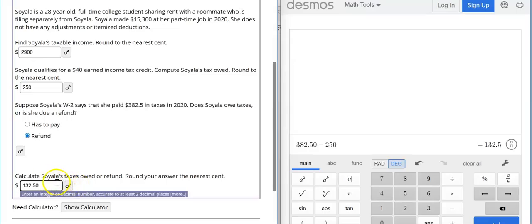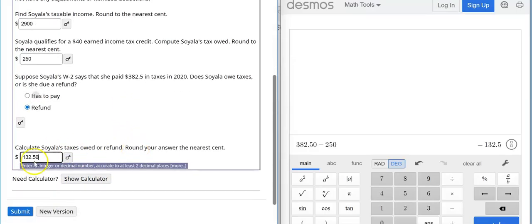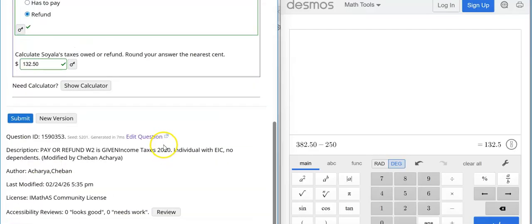Okay, that's the refund. So that's how you solve the question. Check your answer. That's how you do it.